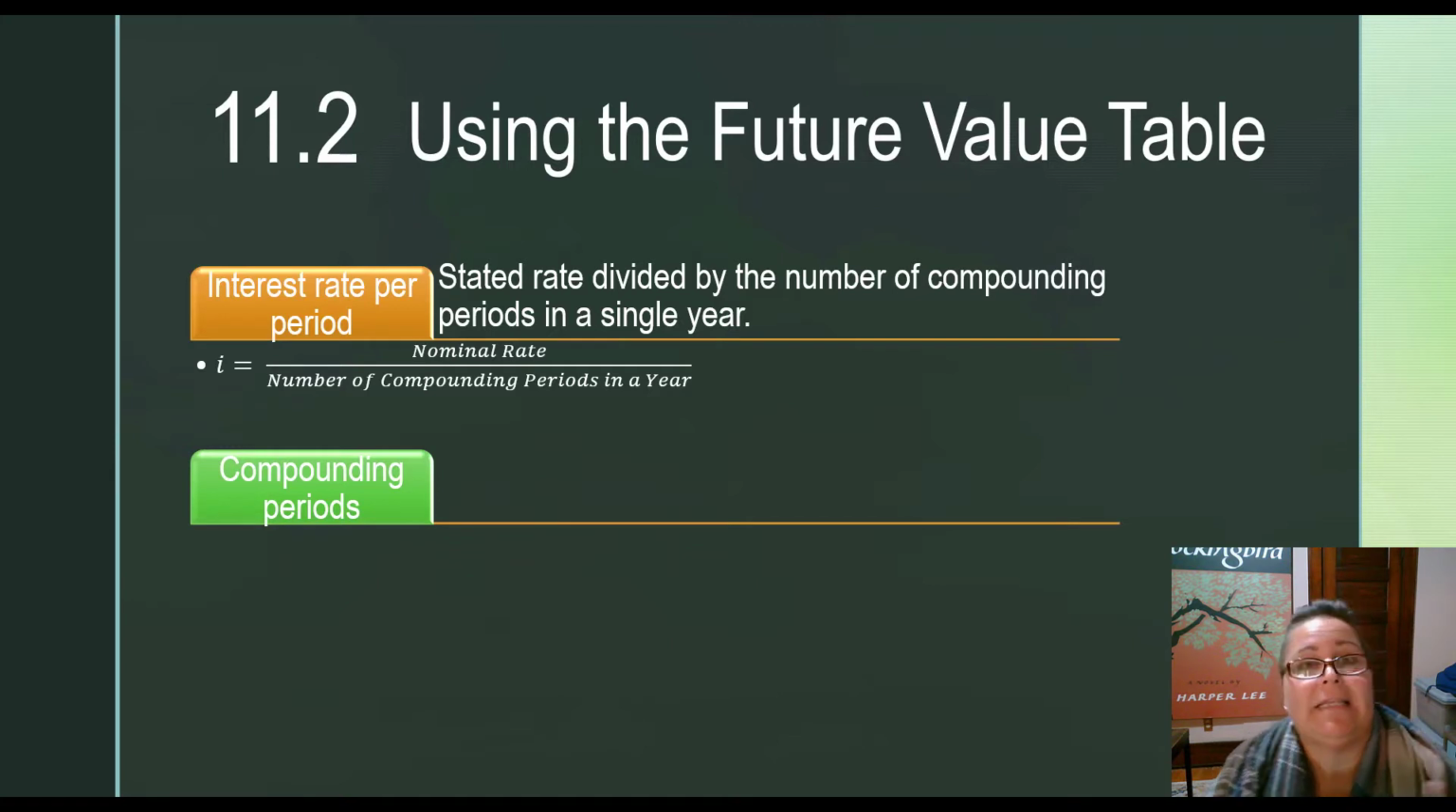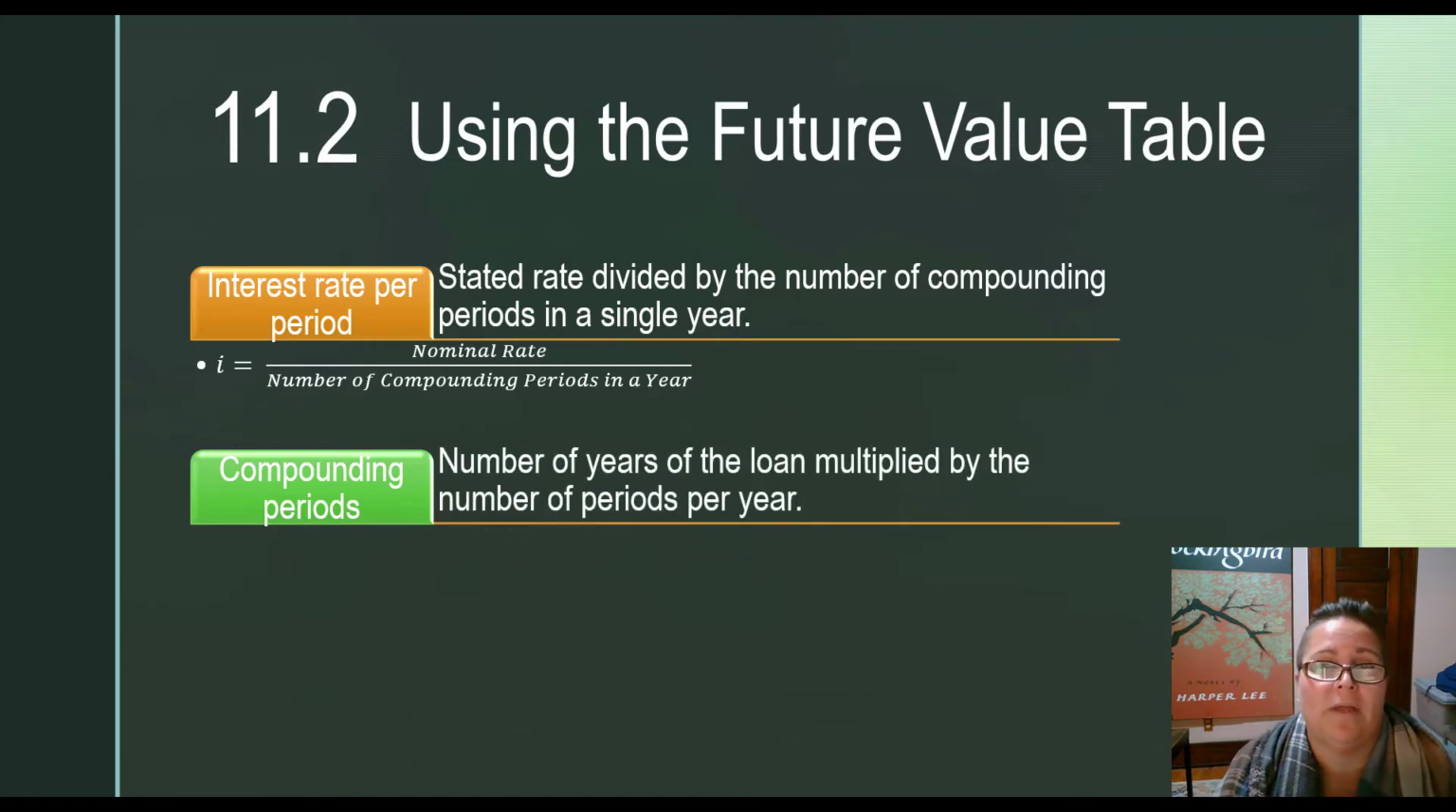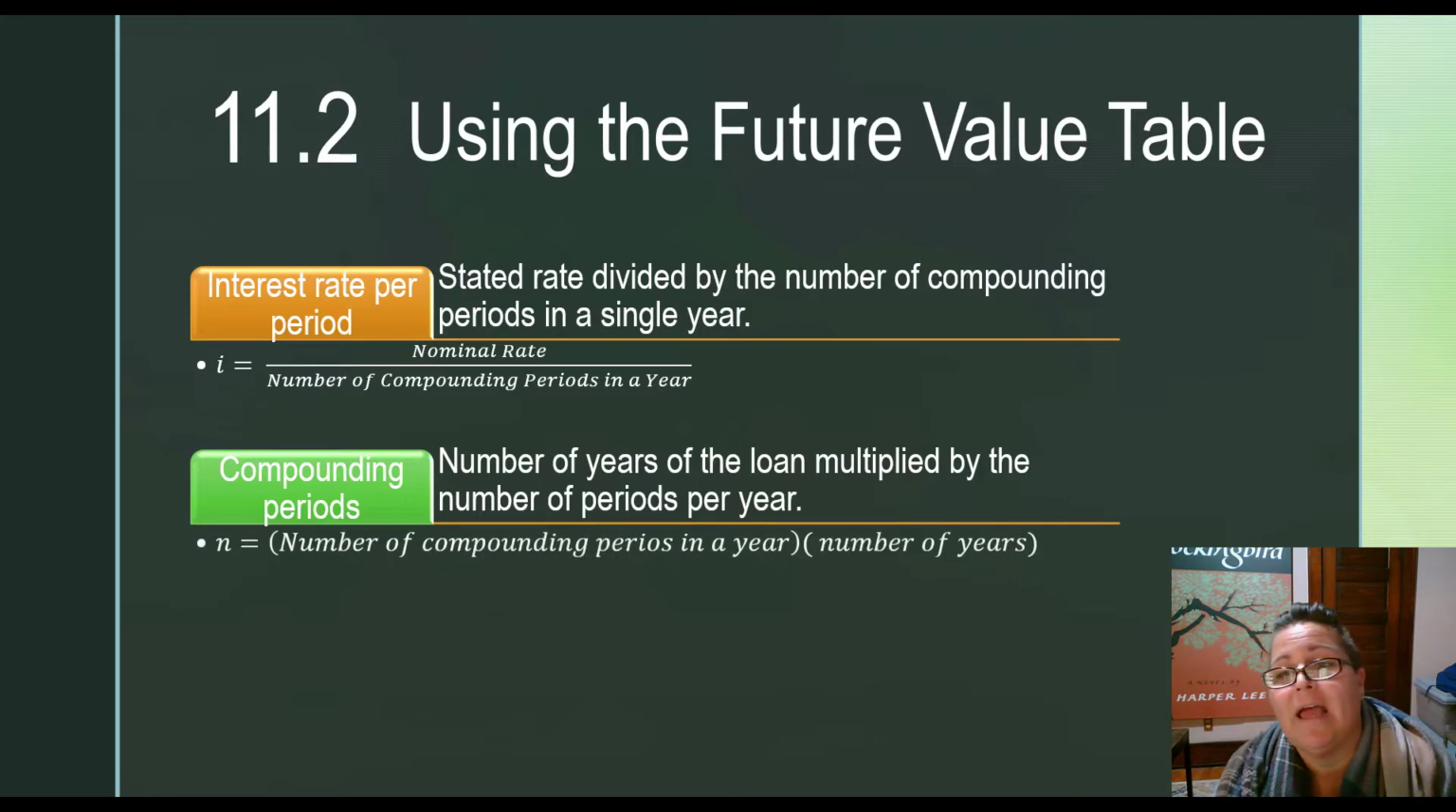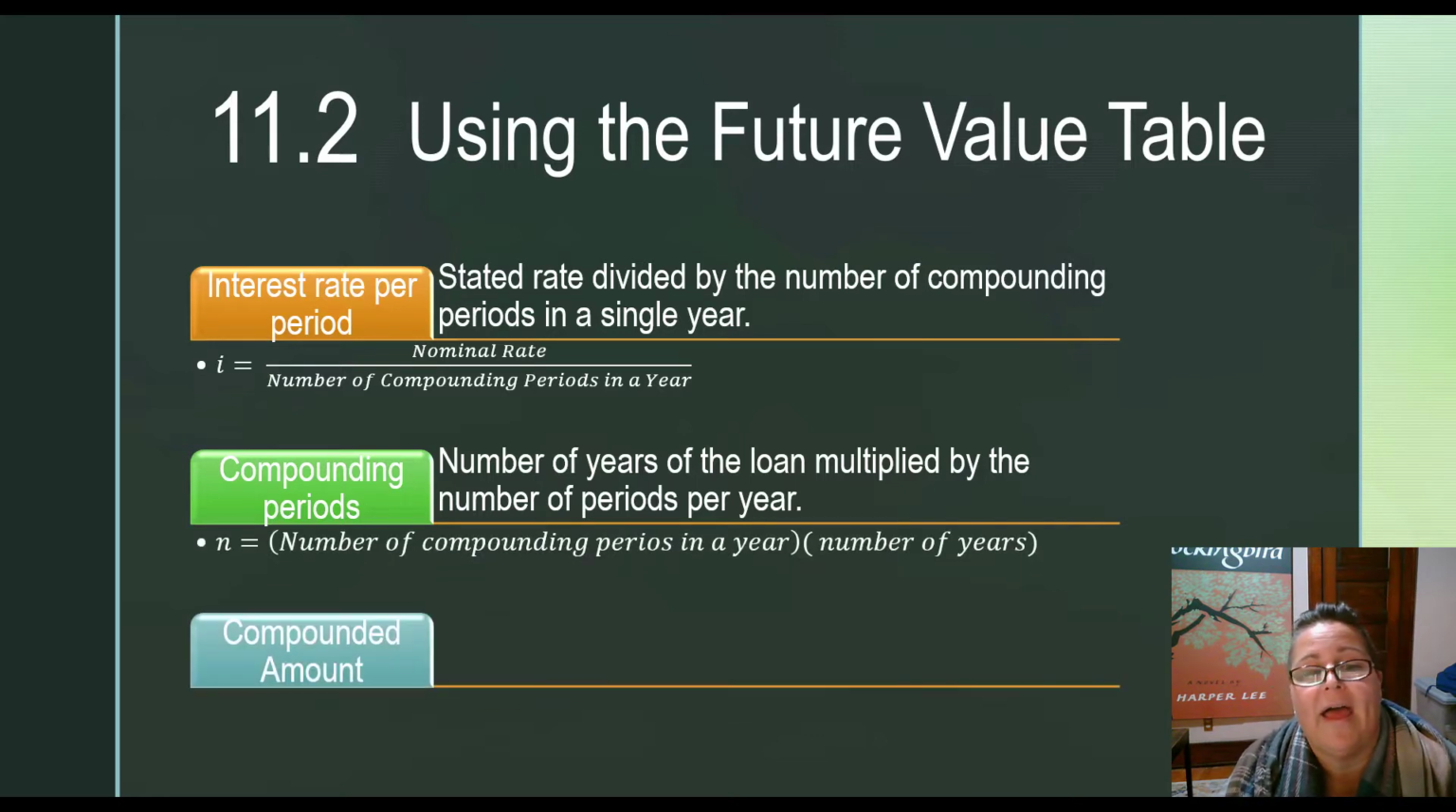The second thing you have to be able to find is the total number of compounding periods. Now, in order to find the total number of compounding periods, you need to know how many compounding periods are in 1 year and multiply that by the number of years that you have to compound. So the number of compounding periods in 1 year times the number of years in the investment or loan.